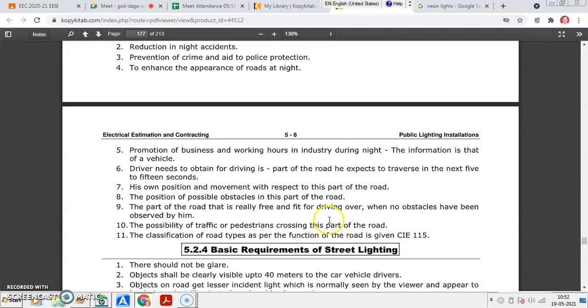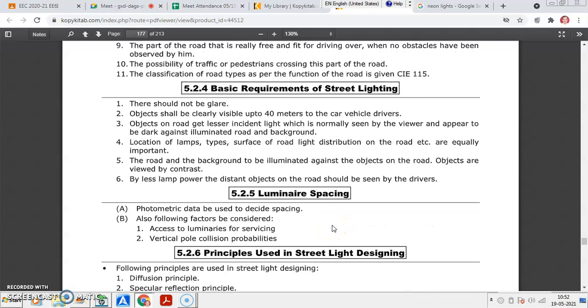Then as far as the street light and floodlights are concerned, what are the basic requirements? There should not be glare. The object shall be clearly visible up to 50 meters from the observer's point.